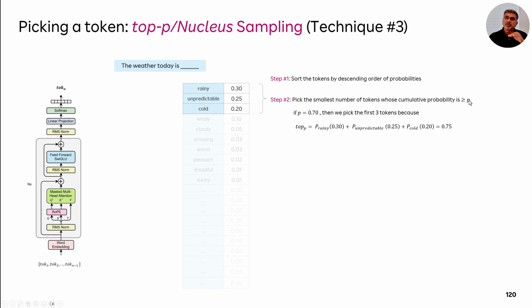We do the same thing and renormalize again, taking these three candidates. Rainy had the original probability of 0.30. You divide it by the cumulative probability you got, 0.75, and you get 0.40. You do the rest in a similar way. Now, the same strategy.